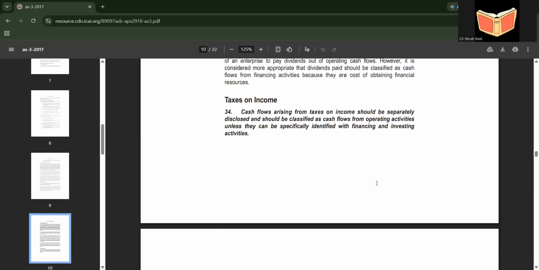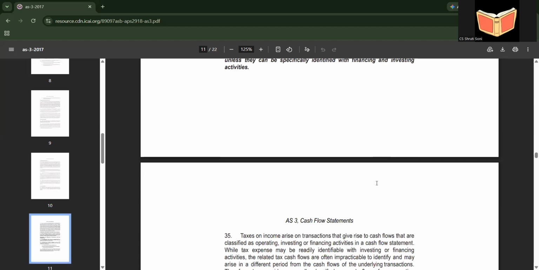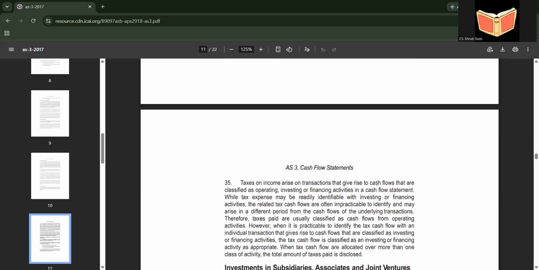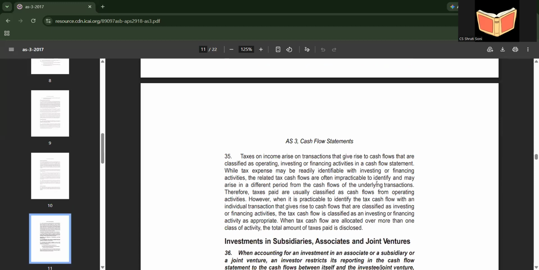Taxes on income, if there is any cash flow from taxes on income, they should be separately disclosed and should be classified as cash flow from operating activities unless they are specifically identified. Taxes paid are usually classified as operating. Okay. However, when it is practicable to identify the tax cash flow with an individual transaction that gives rise to cash flow that is classified as investing or financing, then you classify accordingly. And when tax cash flow is allocated over more than one class of activity, then you have to also disclose the total amount of taxes you have paid. Okay.